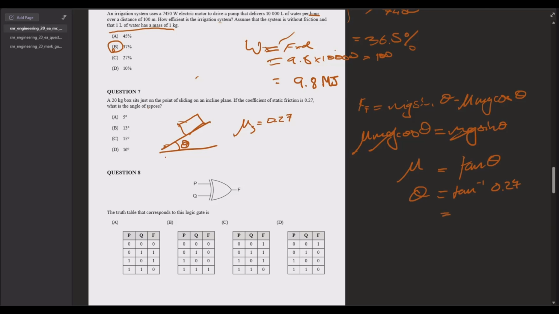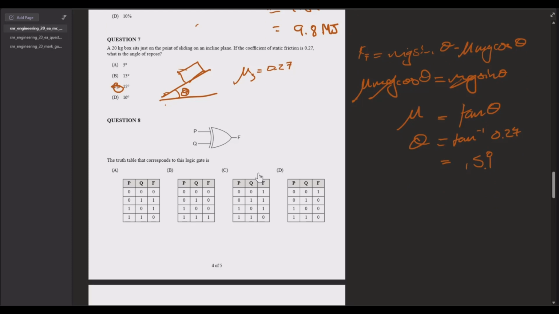Chuck that in the calculator, and you'll get 15.1 degrees. And that is going to be answer C. We won't use any more space for this question.